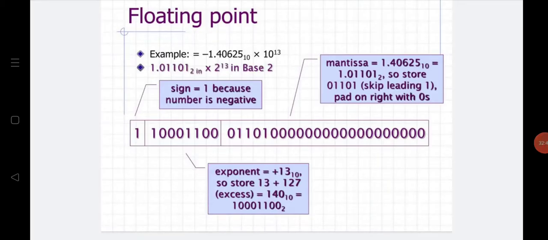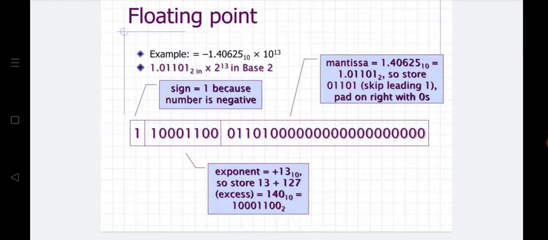Let us take one small example and see how you convert a fixed point representation to the floating point representation. The example is minus 1.40625, a decimal number, times 10 to the power of 13. What we need to do first is convert it into a binary value. How are we going to convert it? For the integer part, you divide by 2, whereas the fractional part should be multiplied by 2 until you get 0 as your fractional part.